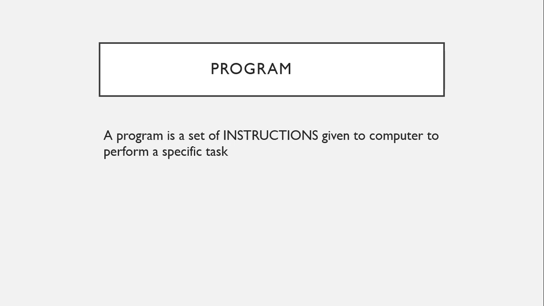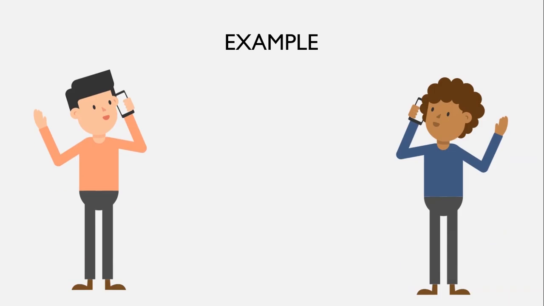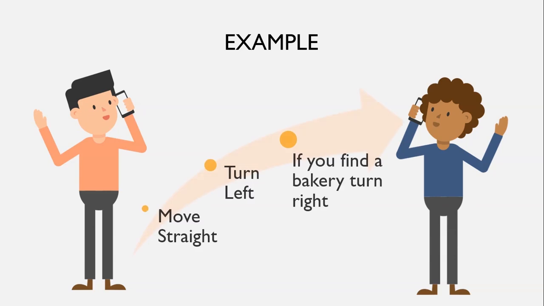Now let's understand this definition with the help of an example. For example, you are on a call with your friend who is coming to meet you for the very first time, and he wants to know the direction of your house. Now, how will you make him understand the direction of your house? Definitely, you will be giving him some instructions. For example, move straight, turn left. If you find a bakery, then turn right. Now, it's totally dependent on your instructions whether you want him to come to your house or you want him to get lost somewhere.